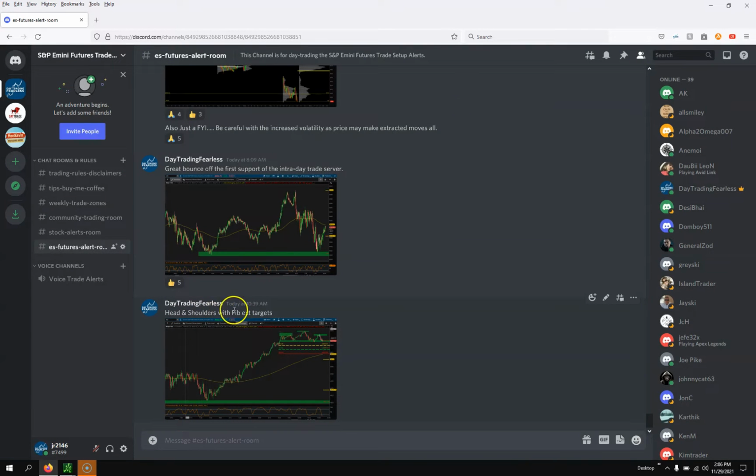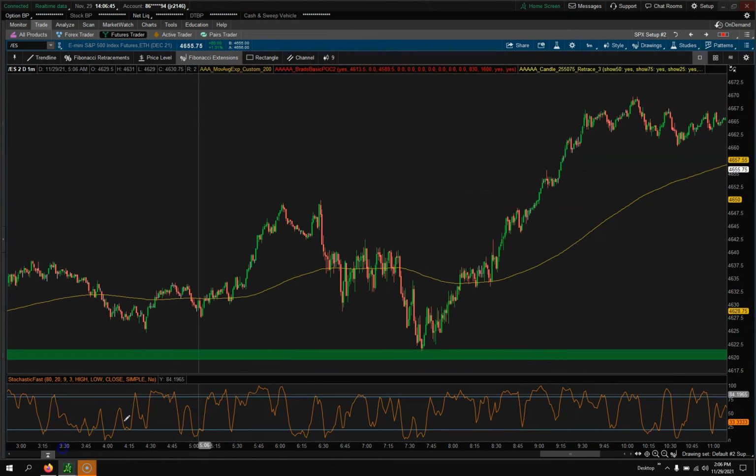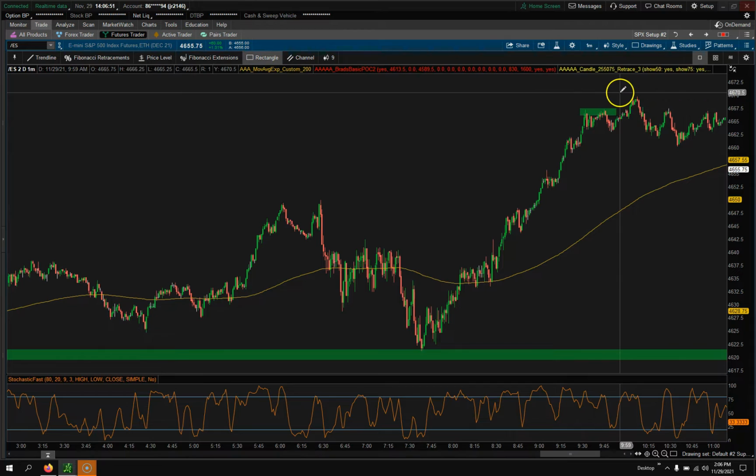I said, hey, head and shoulders with fib extension targets for you guys to play if you wanted to. And this video is going to be about how to draw fib extensions with a head and shoulders pattern and the ways to trade it. So let's pull up the chart, and here is the same exact head and shoulders I was talking about.